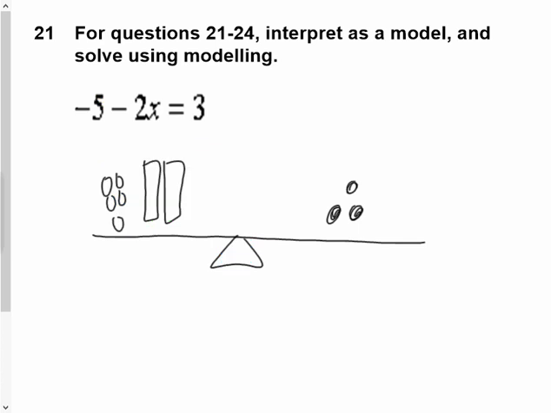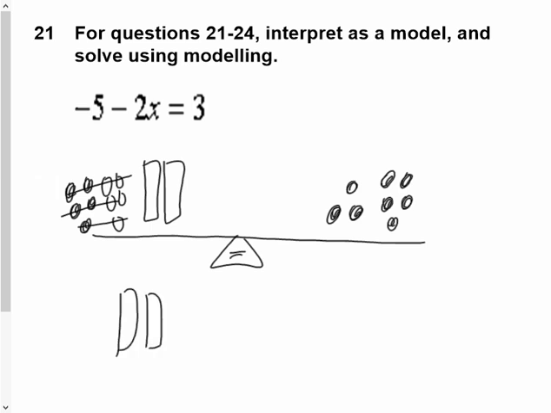So now that I've interpreted it as a drawing, I know that my constant is negative 5. In order to work towards isolating the variable, I want to get rid of that. The way to do that is to add positive 5 to both sides, this side and this side. We know it's going to maintain balance because putting something on one side and doing the same thing to the other maintains balance. 0 pairs.